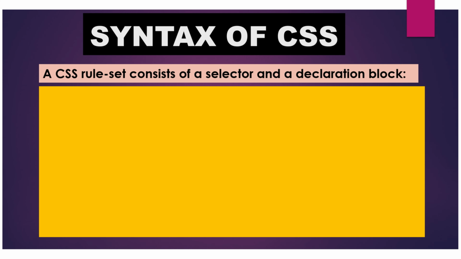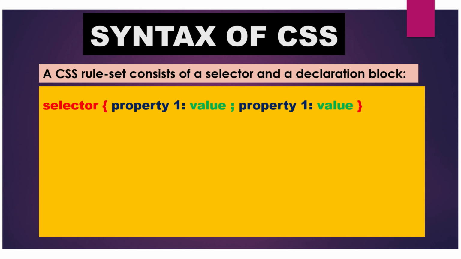So here this is the syntax of CSS: selector, open curly brace, property 1, value 1, semicolon, property 2, value 2. Right? So this is how you can make a declaration of CSS, but horizontally.